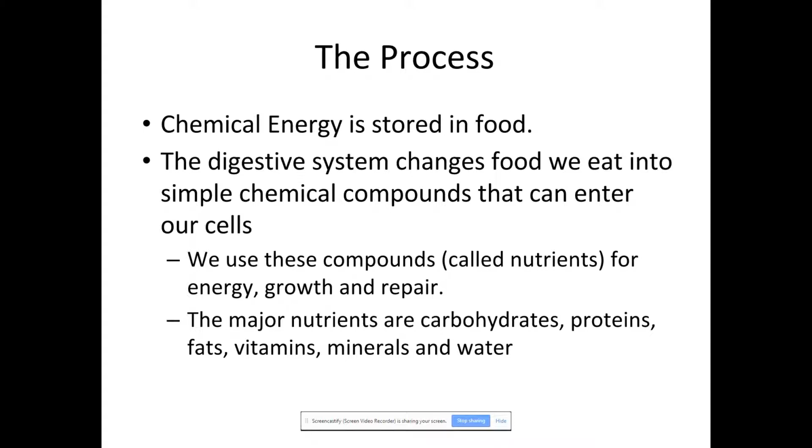Now, the digestive system changes food we eat into simple chemical compounds that can enter our cells. We use these compounds, called nutrients, for energy, growth, and repair. The major nutrients are carbohydrates, proteins, fats, vitamins, minerals, and water. And we're going to have other lessons where we talk about these nutrients.